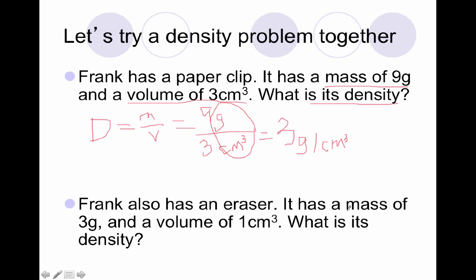Frank also has an eraser. It has a mass of 3 grams and a volume of 1 centimeter cubed. What is the density? Again, we know that density equals mass divided by volume, which equals a mass of 3 grams divided by a volume of 1 centimeter cubed. Three divided by 1 is 3. And our units again, grams per centimeter cubed. So the density of Frank's paperclip and his eraser are both 3 grams per centimeter cubed.